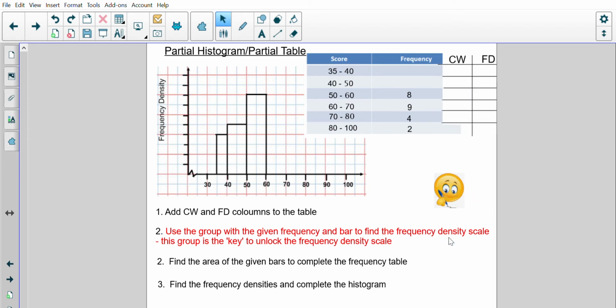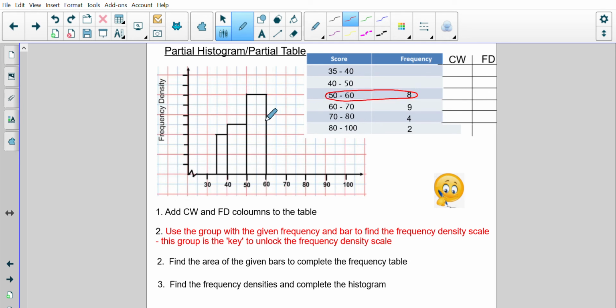And then we're going to use the group. There'll always be one group that you're given where you are given the frequency in the table as well as being given the bar. So you'll see for the first two groups, you've got the bars but no frequency in the table. For the last three groups, you've got the frequency in the table but no bar. But this group, 50 to 60, I'm just going to put a circle around it here, we're given both. We're given the frequency in the table and the bar. This is what I call the key. This is our key to unlock our frequency density scale, and this is our starting point.